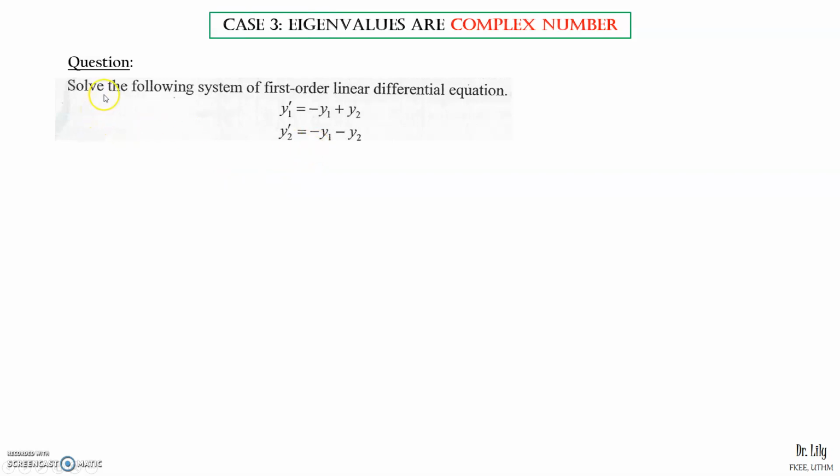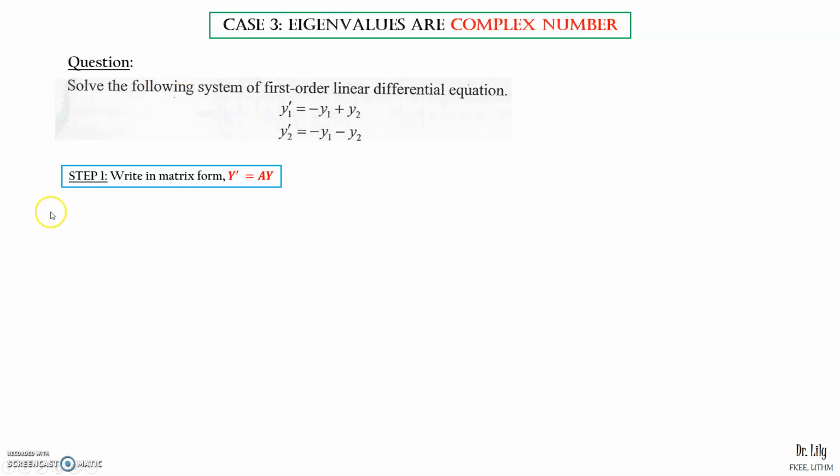So the question here, solve the following system of first order linear differential equation. Okay, so dia bagi satu sistem yang ada dua persamaan. So persamaan yang pertama adalah y1' equal to negative y1 plus y2, dan persamaan kedua adalah y2' equal to negative y1 minus y2. Okay. Dalam soalan ni, kita tak bagi initial condition. So, meaning that you just need to come up with the general solution only. Okay? So, kita pergi step by step.